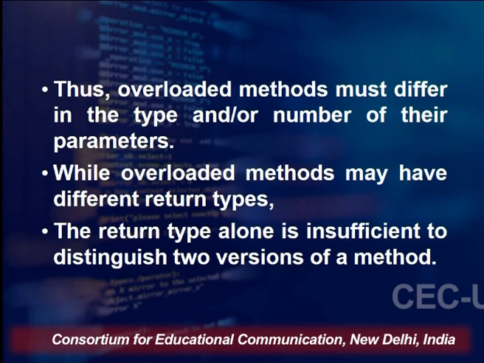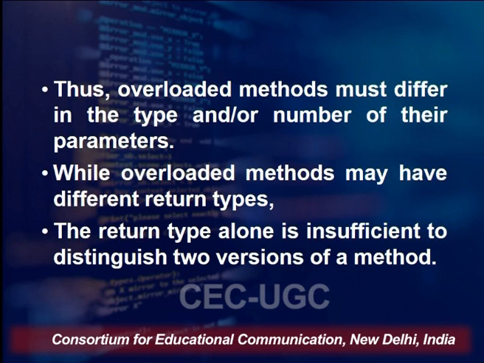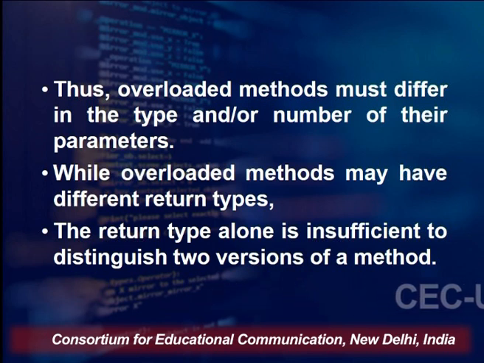Overloaded methods may have different return types, but having only different return types is not sufficient to distinguish two versions of a method. For example, I have a method f1 with two parameters, both integers, and the return type is, let us say, character. On the other hand, I have a return type of double. The method name is obviously the same because I am talking about overloading f1, and it has two similar parameters, that is, two integers. So what is different here is just the return type alone.